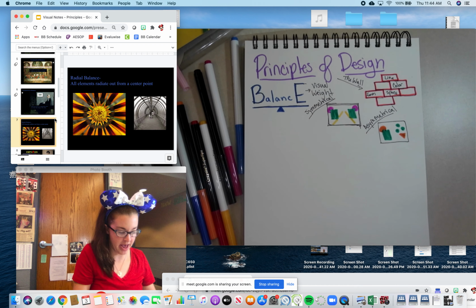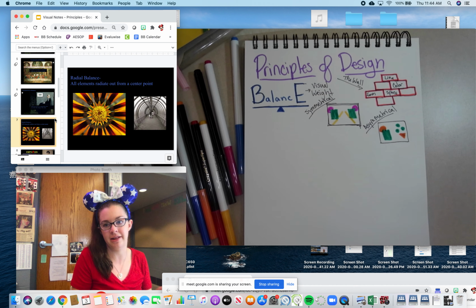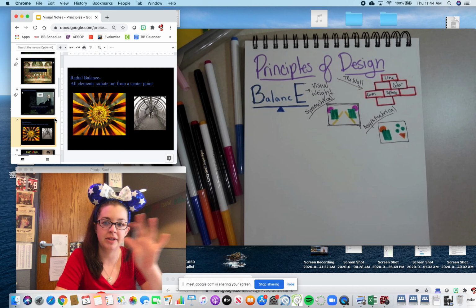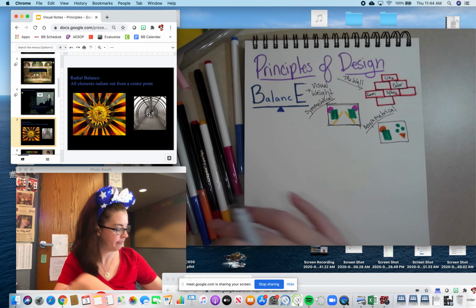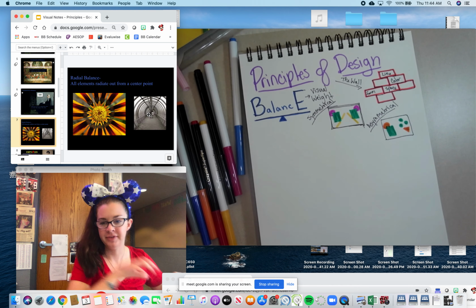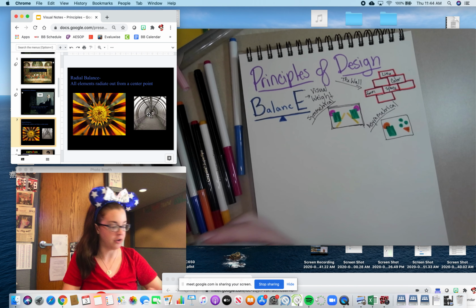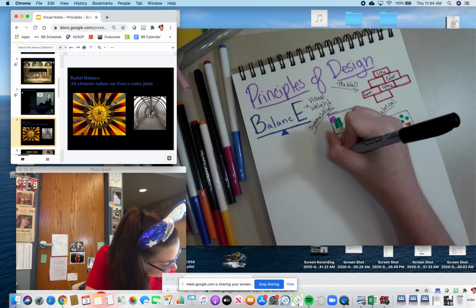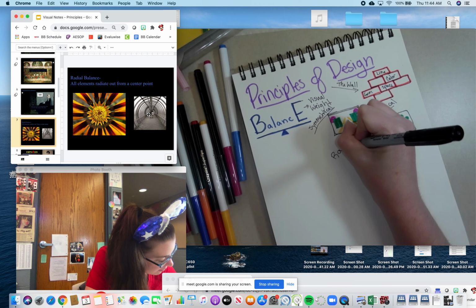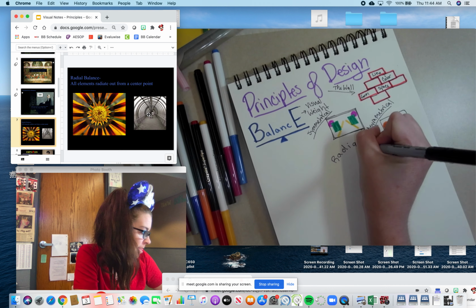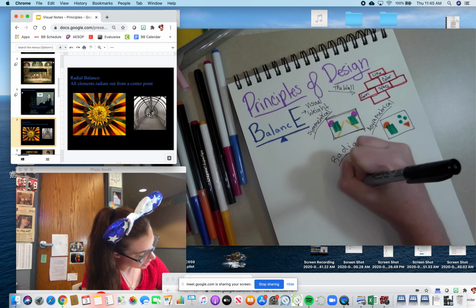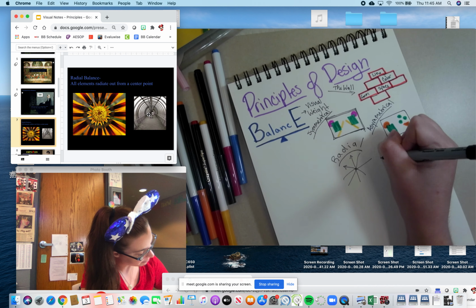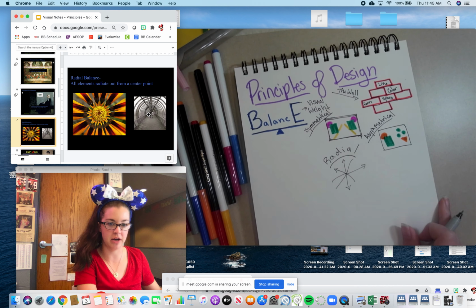The last type of balance we have is radial balance. Now, radial is elements radiating from a center point. So see this close-up flower, this kind of tunnel with zooming things in it, tells me that radial balance lives in a circle. So even the way I'm going to write the word radial, I'm going to write it on a curve because the elements in radial balance all come out from a center point. So I might draw some lines, some arrows.